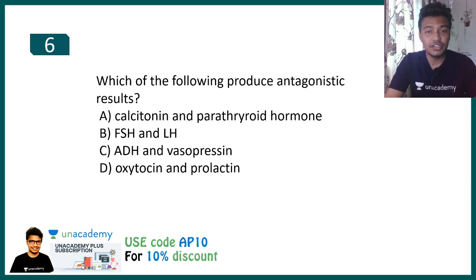Okay, question 6 is, which of the following produce antagonistic results? So there are hormone pairs, and which one of them are antagonistic? Calcitonin and parathyroid hormone, FSH and LH, ADH and vasopressin, oxytocin and prolactin. So guess the correct answer and pause the video. If you have guessed it correctly, it would be calcitonin and parathyroid hormone. One reduces the blood calcium level, one increases the blood calcium level. So calcium homeostasis is maintained by calcitonin and parathyroid hormone.